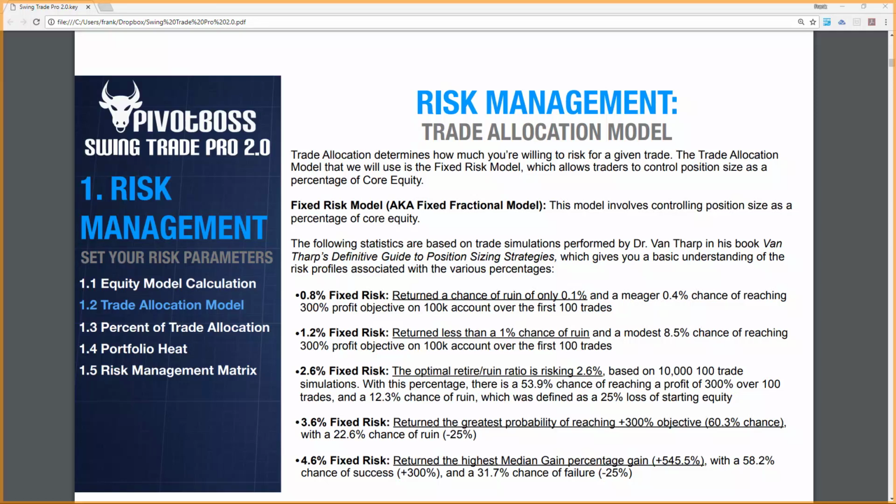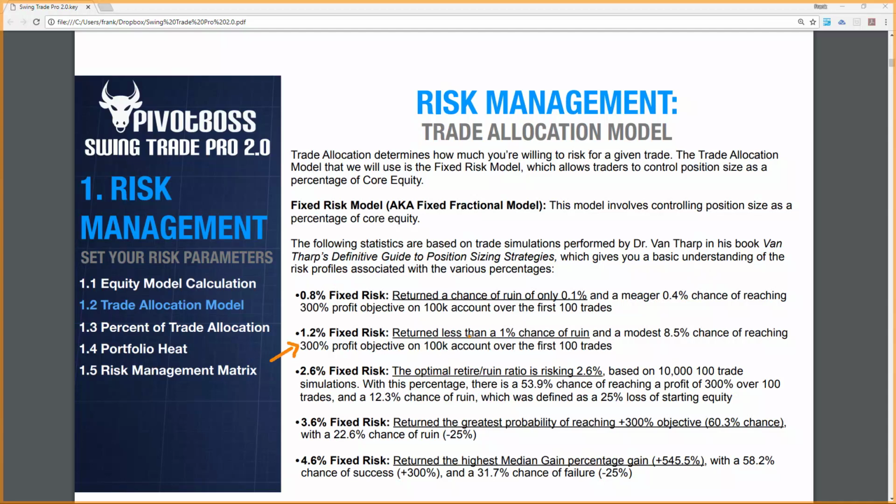However, there was also a 0.4% chance of reaching 300% profit objective. A 300% profit objective over the first 100 trades, basically. So again, if you don't risk much, you don't make much sometimes, right? But you're not going to break an account. That's very important.